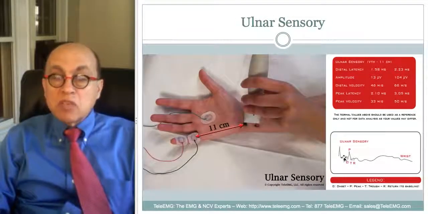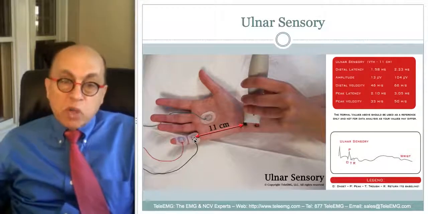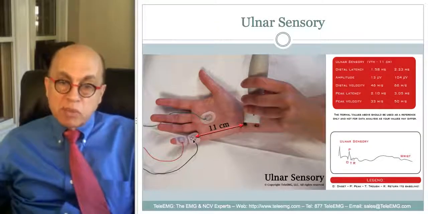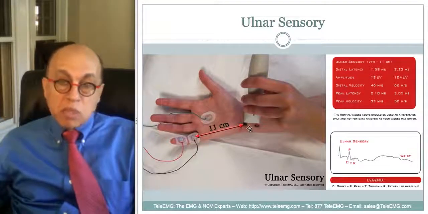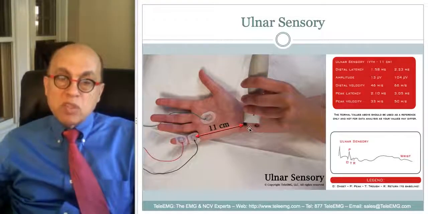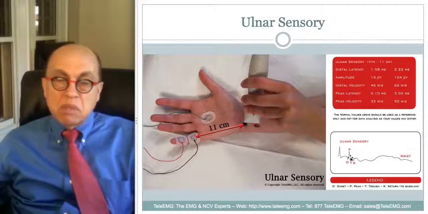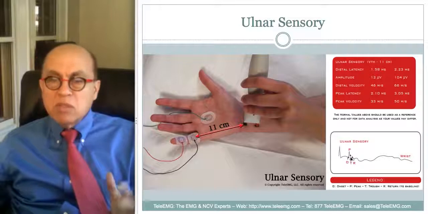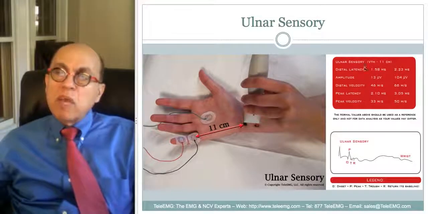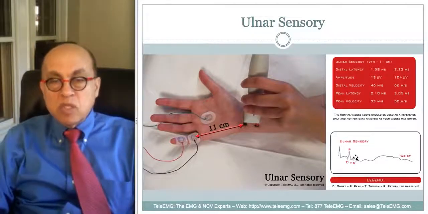For the ulnar sensory, we do the same thing, except that we put it over where the ulnar nerve is, namely over the fifth finger, the baby finger. Now here we use 11 centimeters, again, because we have good normal values for this distance. And we get a waveform that looks exactly like the median sensory waveform, but has different normal values. And we compare it to the normal value table that we have here, and we calculate conduction velocities. And that's the ulnar sensory response.